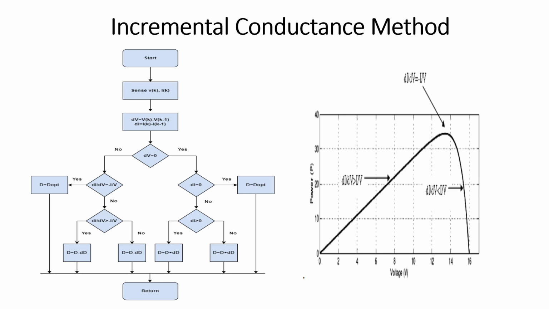So when di/dv is greater than I/V, it is on the left hand side, so it will increase the duty cycle and put the point at the maximum power point. Or when di/dv is less than I/V, the duty cycle will be reduced and the voltage will shift again to the maximum power point. So by integrating this method, the PV cell can maintain maximum power output.